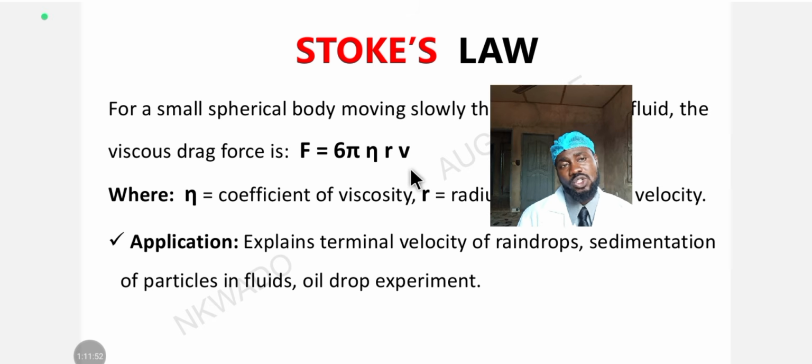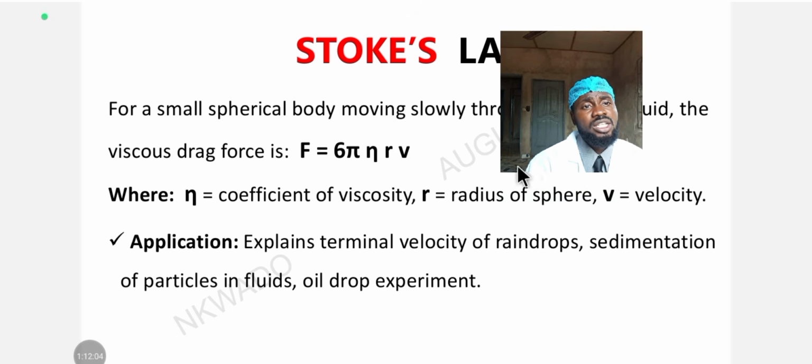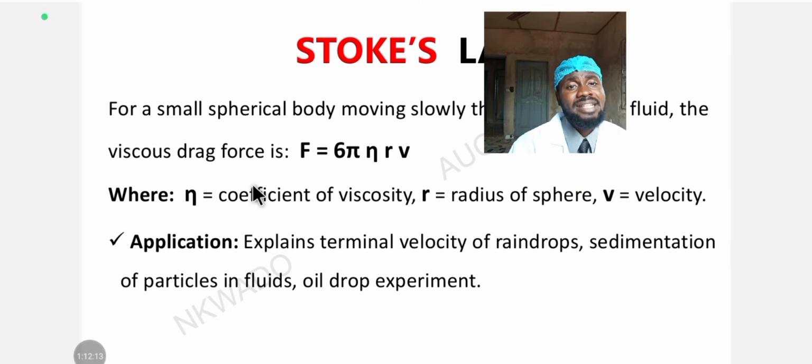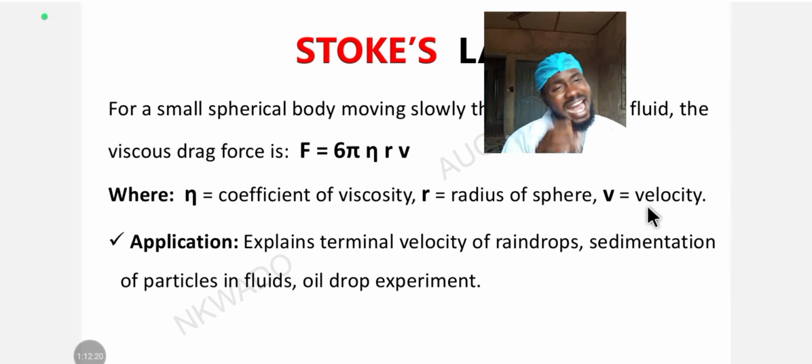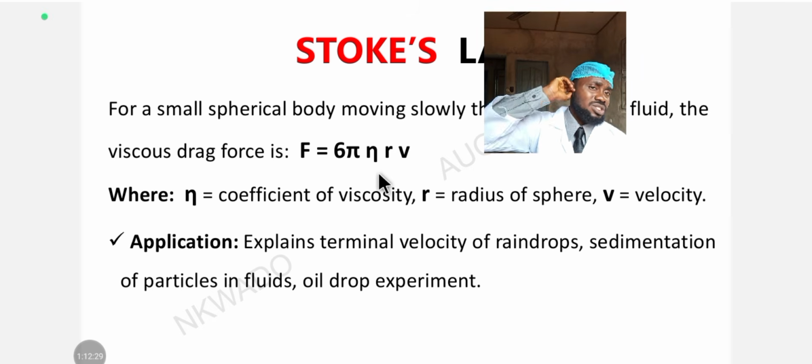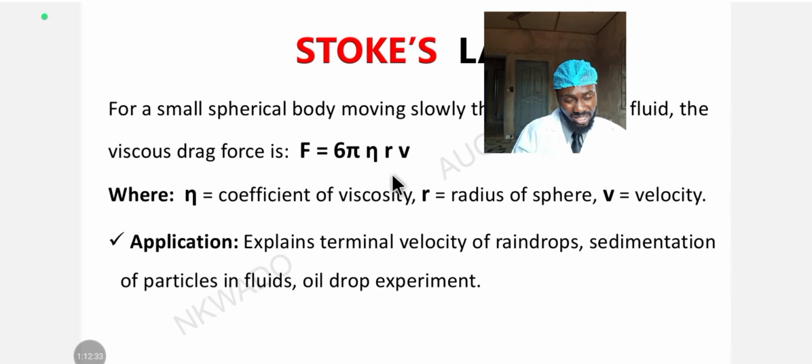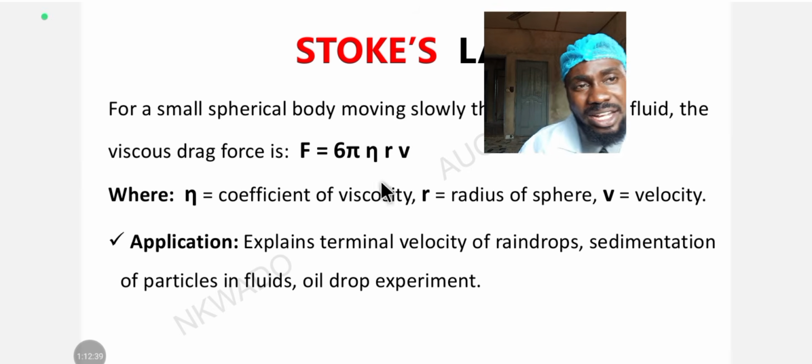So if JAMB wants to ask you a question, they might not tell you to go and use Stokes' law. They will just give you the question and provide the coefficient of viscosity, the radius of the sphere, and the velocity, and they will ask you to find force. So if you don't know this Stokes' law, how are you going to find force? Anywhere you see coefficient of viscosity, the Stokes' law formula is very easy. It's just multiplying throughout. Force equal to 6 pi, then you multiply the rest together and get your answer.